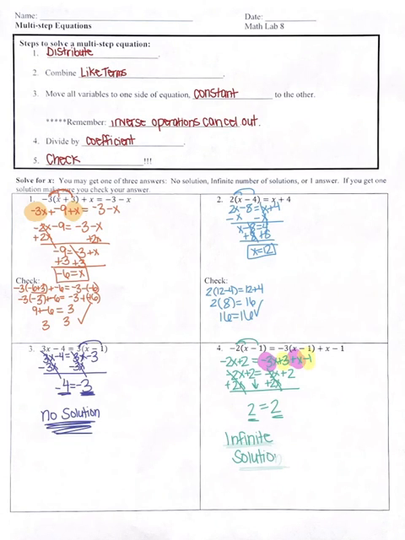There's also a situation called one solution, and all that is a fancy way to say what we did for examples 1 and 2, meaning there was an answer. Alright, and that's all you need to know for multi-step equations.